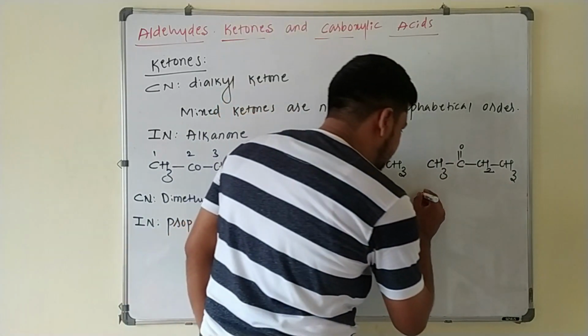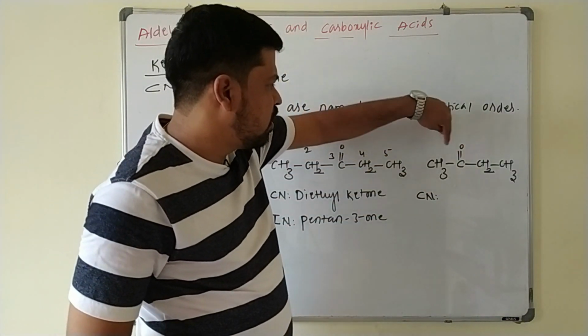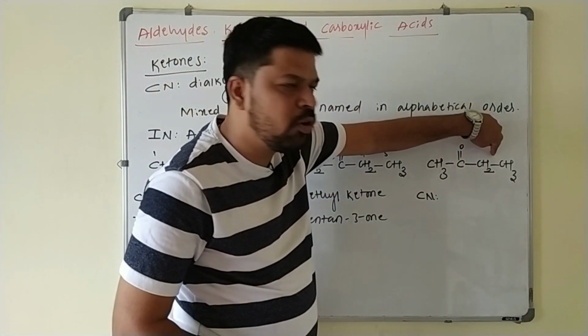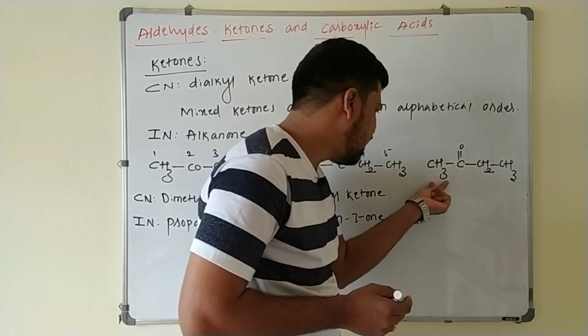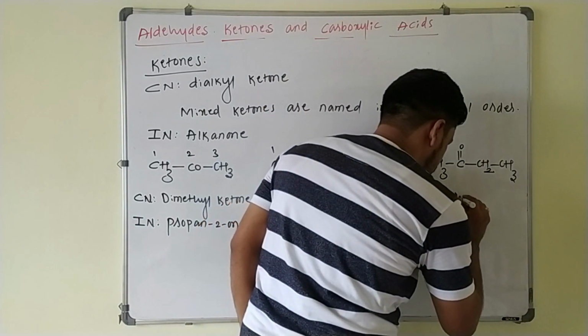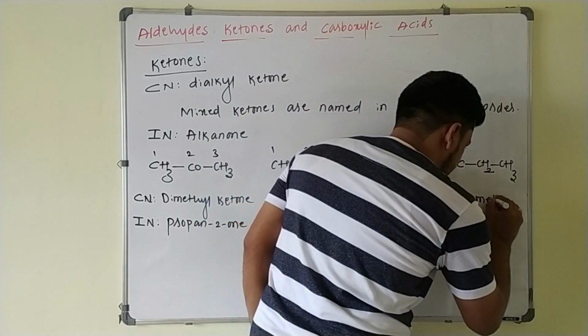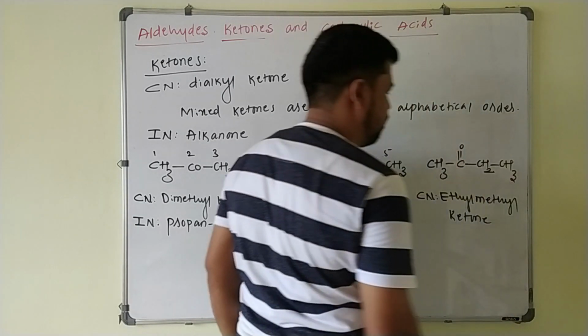So the common name of this one is what? One methyl group is there, one ethyl group is there. Which comes first in alphabetical order? Ethyl group. Ethyl methyl ketone is the common name for this compound.